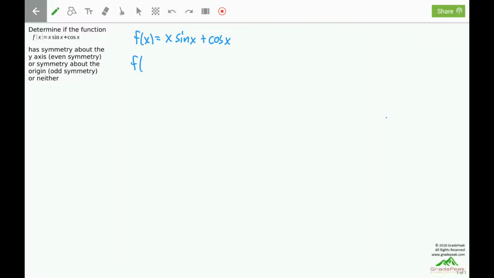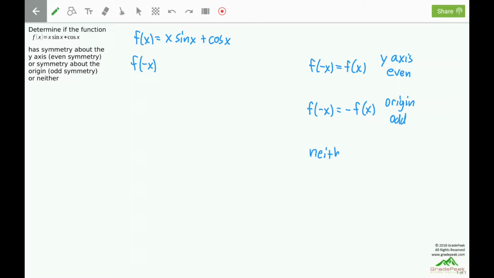What we're going to do is calculate f of negative x. If we find f of negative x to exactly equal f of x, this will have y-axis even symmetry. If we find f of negative x to be exactly the negative of f of x, this will have origin odd symmetry. And if we find neither to be the case, it will have neither symmetry.